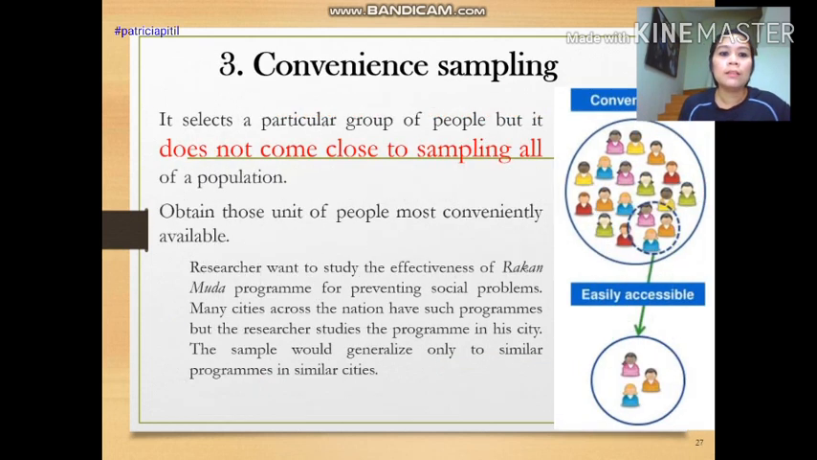Okay, the third one, convenience, still in the non-probability. It selects a particular group of people but does not come close to sampling all the population. This is an example. The study is about rakan muda sample. So the researcher recruits the rakan muda members from the city that is close to him or her. So the sample will be generalized only to similar programs in a similar city. It can be done like this. Tidak semestinya you go from Sarawak to Sabah to Kelantan to recruit all the rakan muda members. Okay, this is under convenience sampling.